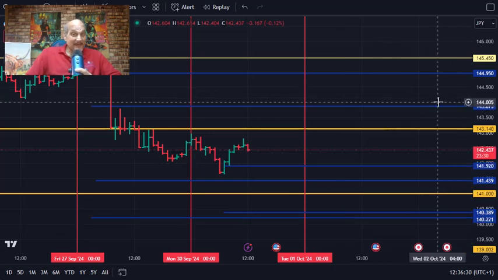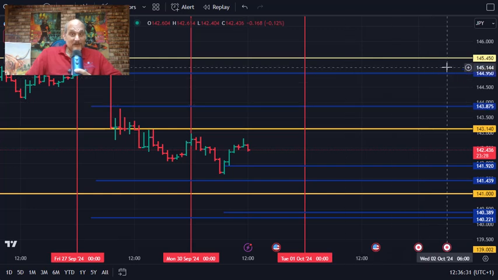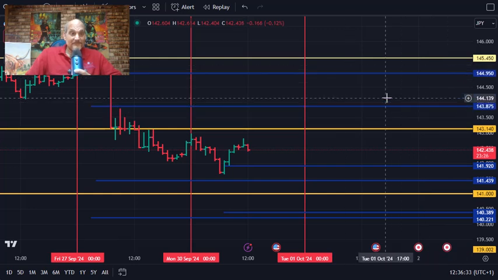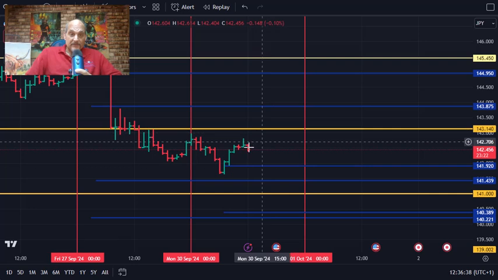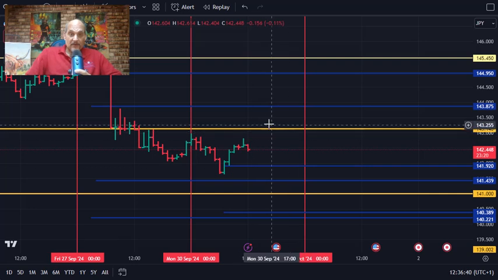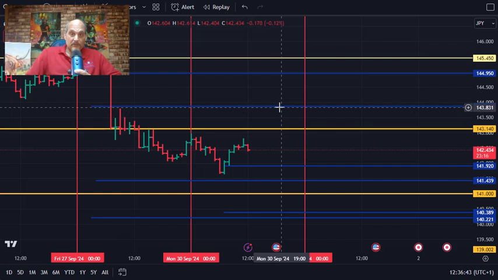If it gets through that, we're talking about 139.65. Now, in order for it to continue strength, it needs to get above 143.14, and then we've got resistance at 143.87 today and also on the week. So we'll see how it plays out.